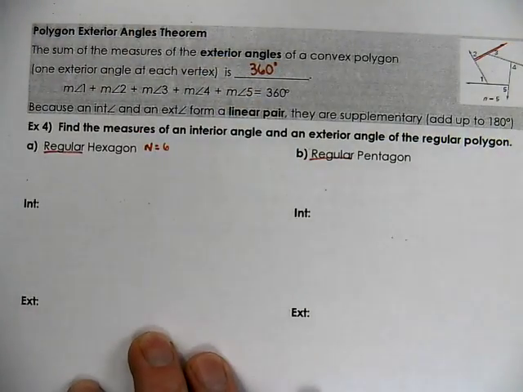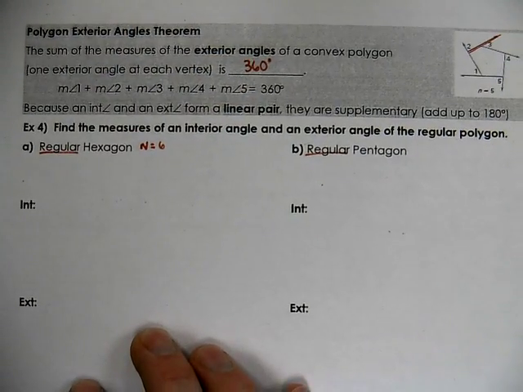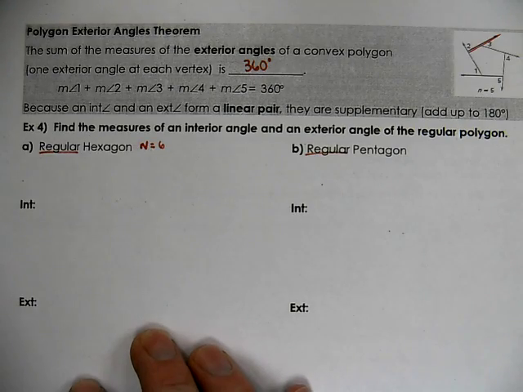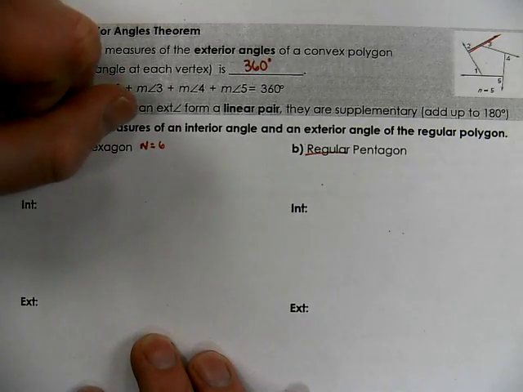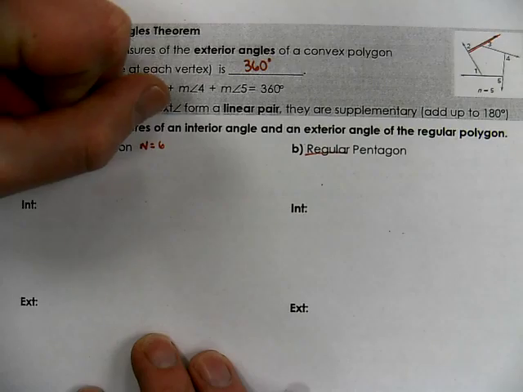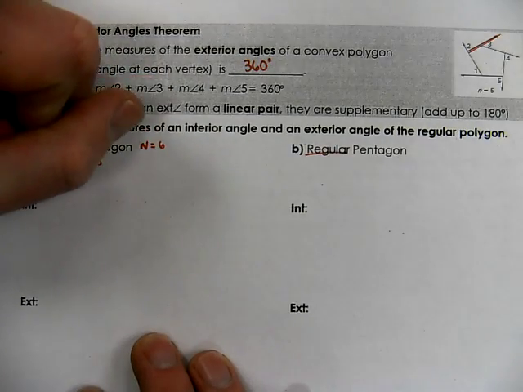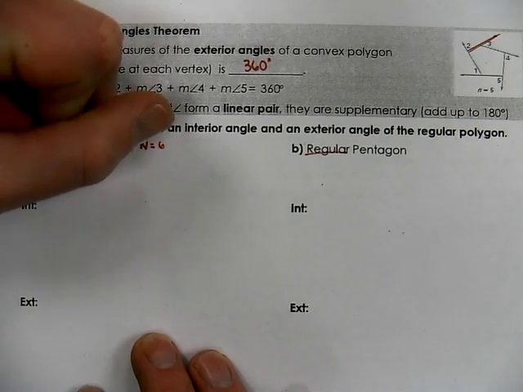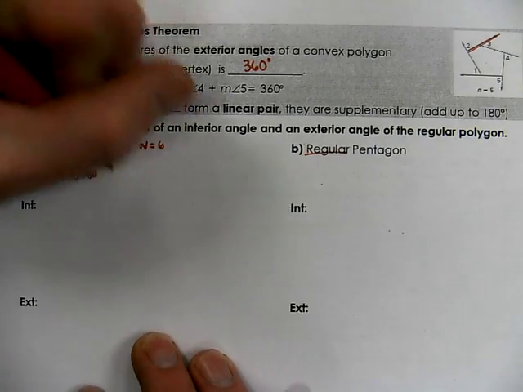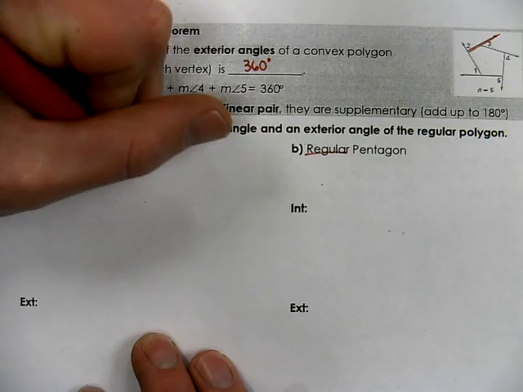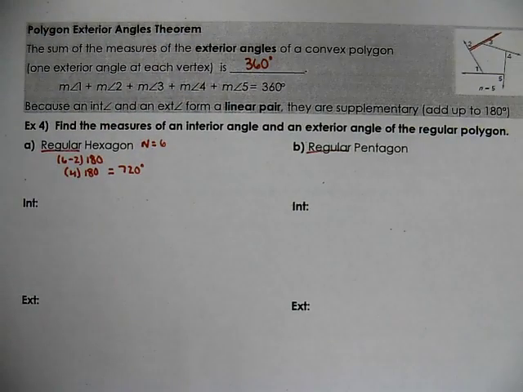If I wanted to figure out the total number of degrees internally in that hexagon, I would take 6 minus 2, and multiply that by 180. That turns out to be 4 times 180, which gives us 720 degrees. So there are 720 total interior degrees for that regular hexagon.